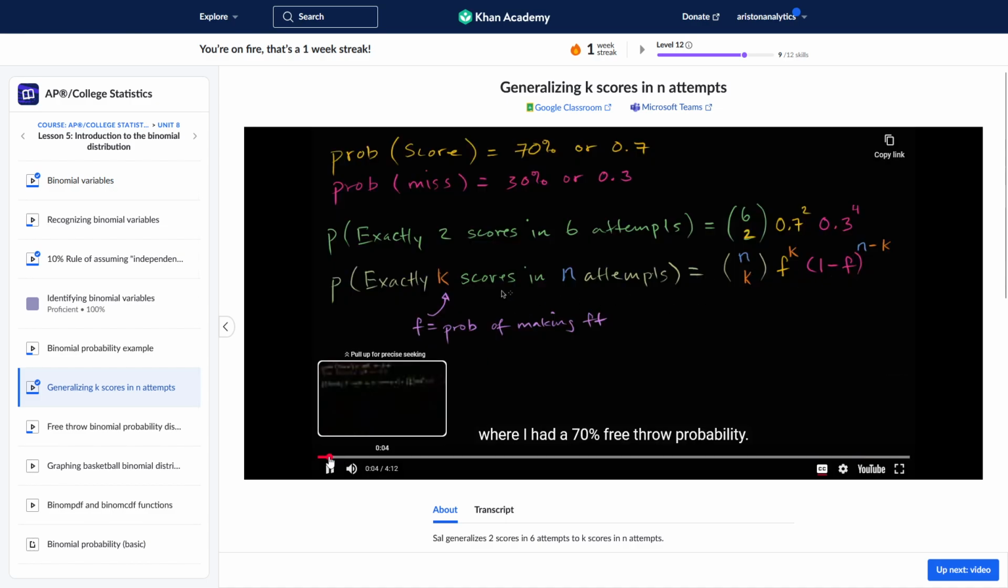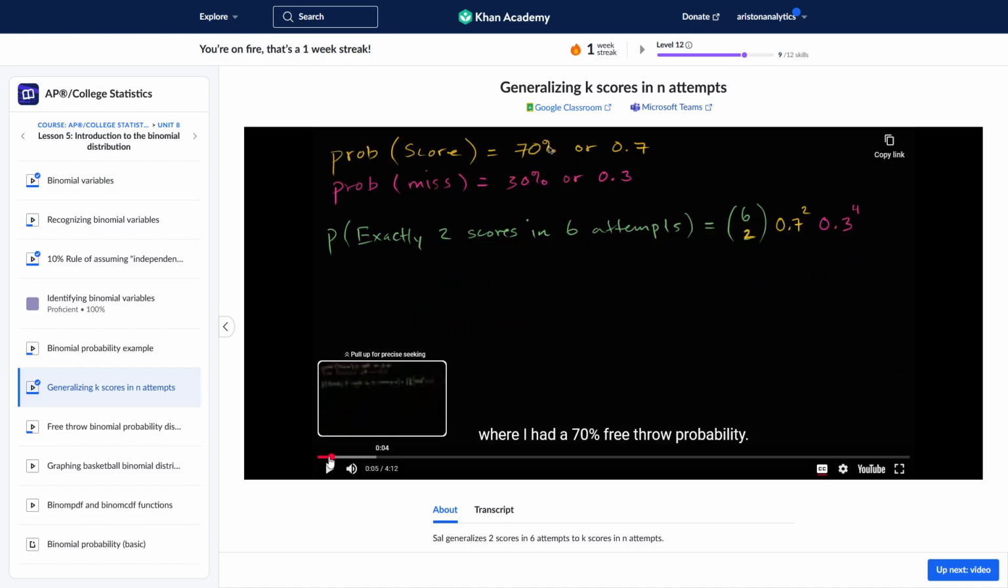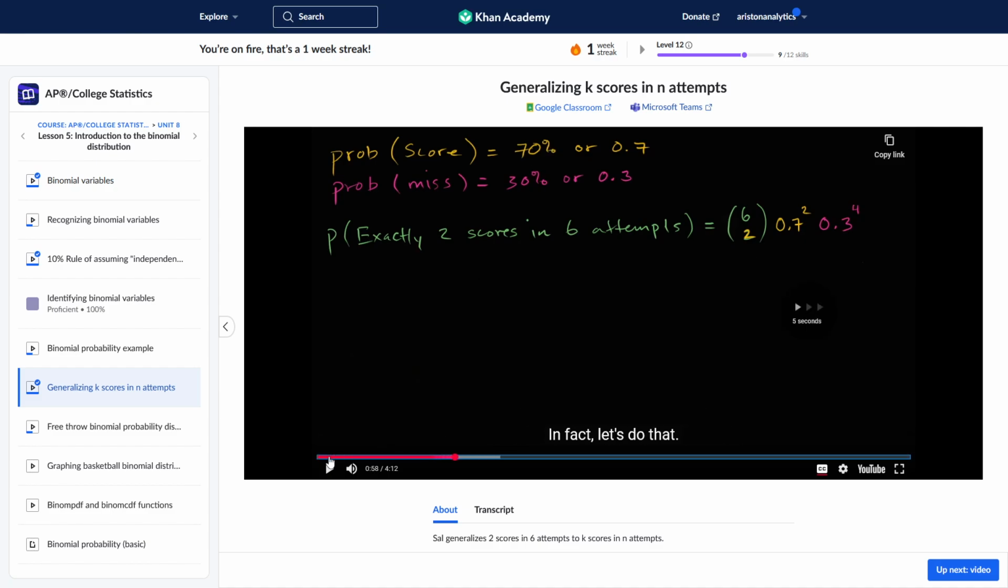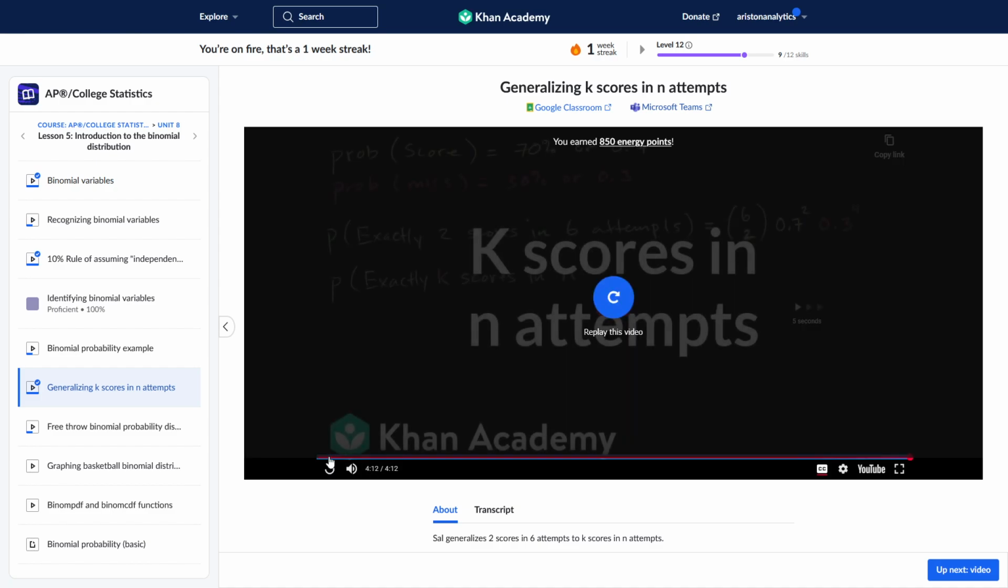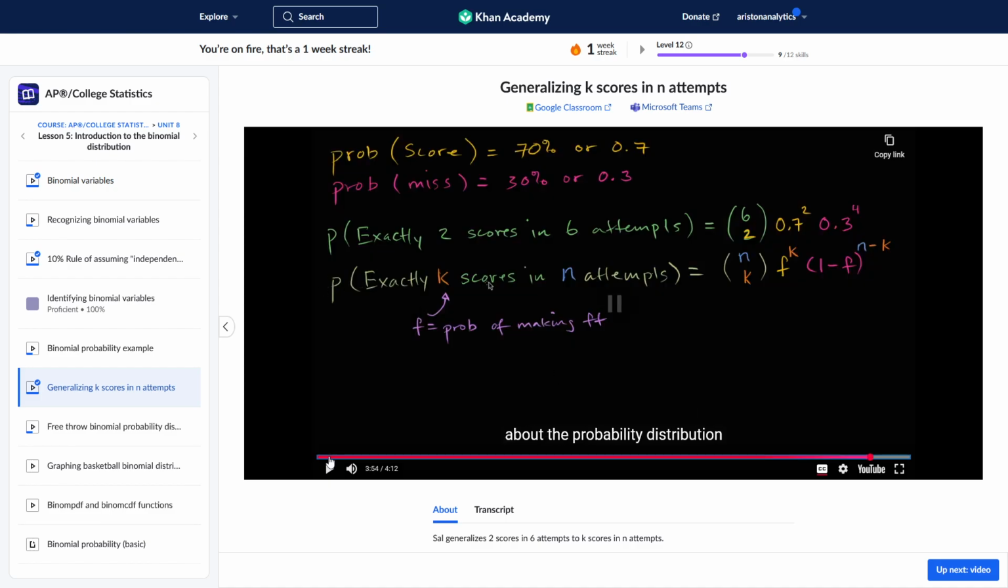Setting us up this way, with an 80% free throw. And this video shows how to generalize this: exactly K scores in N attempts. Think about the probability distribution for a random variable that's defined by the number of scores in your n attempts, or the number of scores in your 6 attempts.